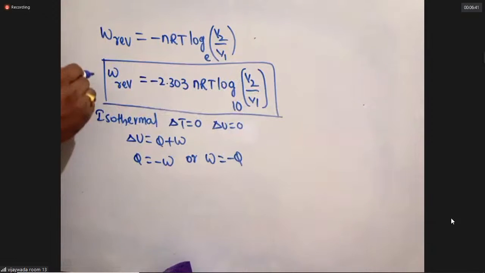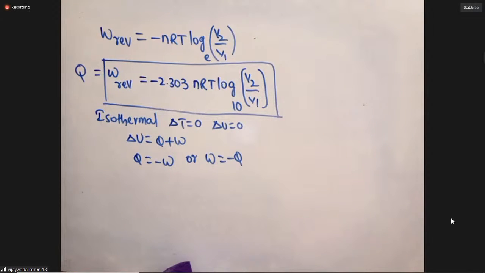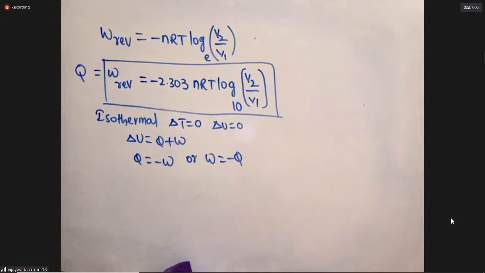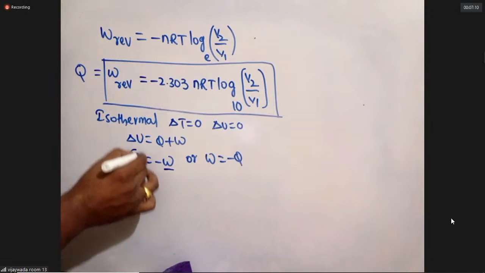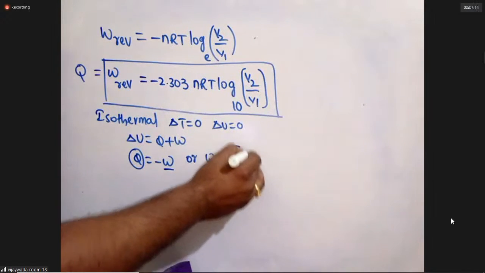So if W is a negative value, Q is a positive value. W is a negative value, students, and you will get a positive Q. If you get a W value positive, you will get negative Q.